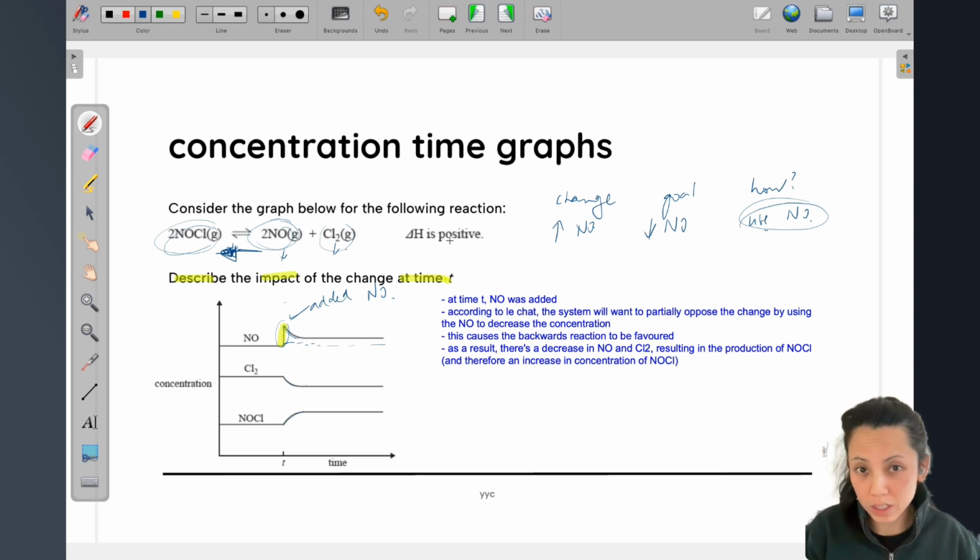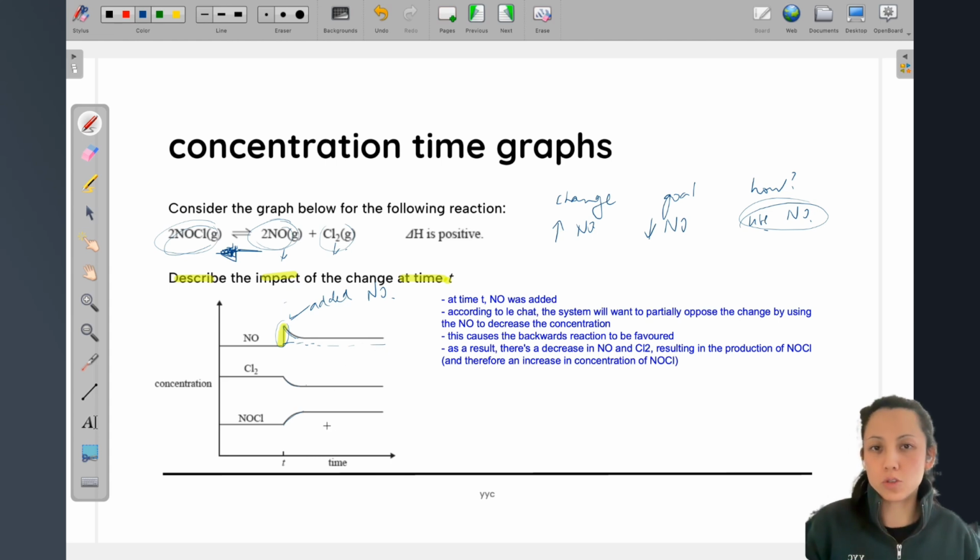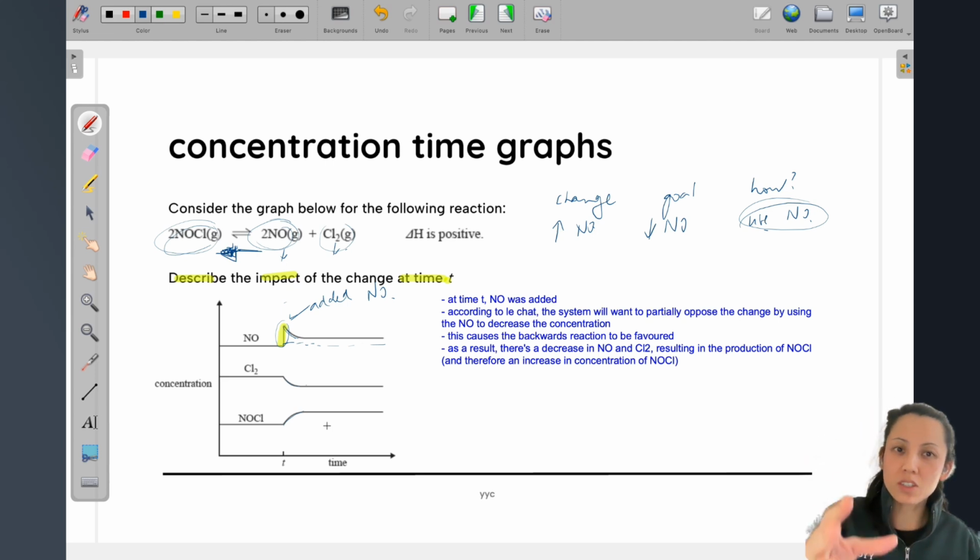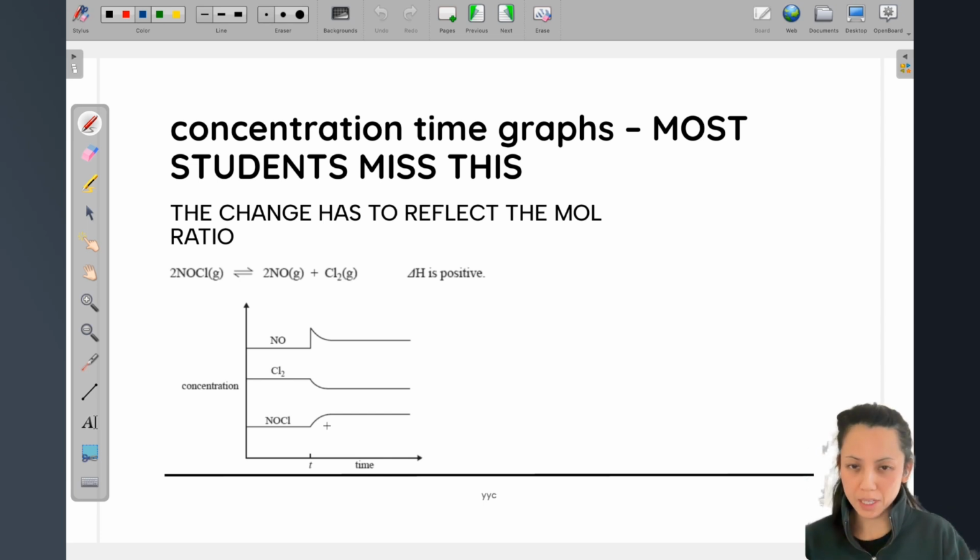So if you ever look at this graph, or if you ever have to draw the graph, when you make that change, you have to make sure you don't reach the concentration of the original equilibrium before the change. That's the partially opposed change part. And that's when teachers and examiners can tell that you don't understand Le Chat. So many students miss out on this part, and I want to show you so you can't unsee it, so you don't make the same mistake.